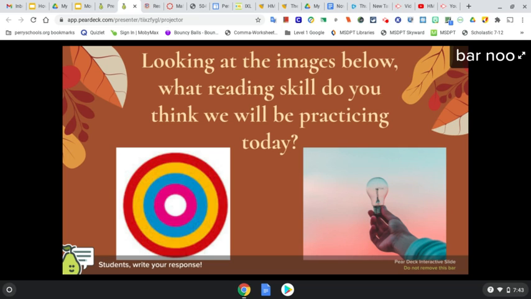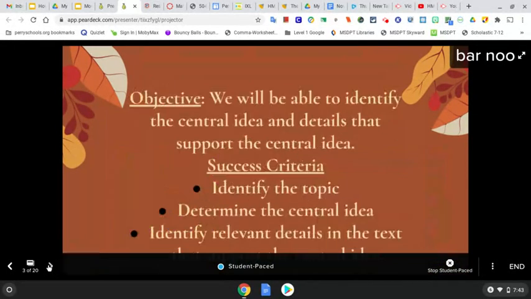All right, so let's begin and move on to our next slide. As always, you should have already typed in what you think that we will be doing today. For the most part, I would probably guess that you are all correct. Why? Because we did this same skill last week. So, what are we doing this week? We are working with central idea again.